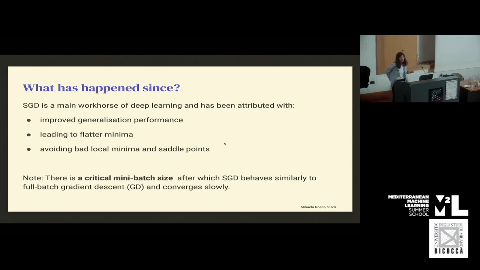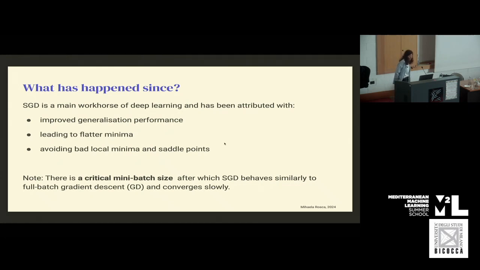But what has happened since? Well, we see that SGD is actually quite important for the improved generalization performance that we see with neural networks. It tends to lead to flatter minima and tends to avoid saddle points. There are some theoretical works showing that SGD can escape saddle points quicker than full batch gradient descent, and that sometimes full batch gradient descent just doesn't escape certain saddle points that SGD would escape.